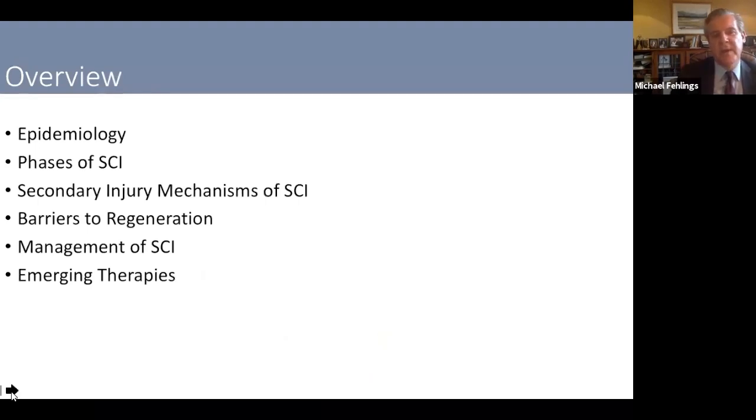I'll be talking about the epidemiology of spinal cord injury briefly, and in particular emphasizing the evolution of the epidemiology with the shifting demographics that we're seeing. I'll talk in some detail about the pathomechanisms of spinal cord injury, including the phases of spinal cord injury, the concept of primary as well as the secondary injury mechanisms. And then I'll be focusing on some of the barriers to repair and regeneration. I'll talk briefly about the management concepts of spinal cord injury, including the principles of non-operative management. I'll be talking about the concept of time as spine, the importance of early surgical decompression, and where we are currently with existing neuroprotective treatments and what is in the pipeline in terms of emerging therapies.